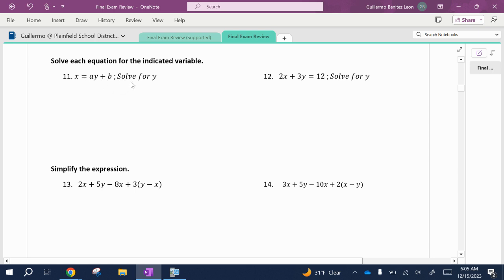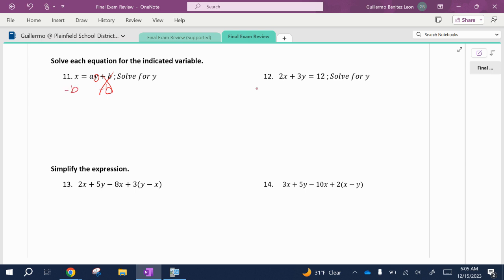In this equation, they want us to solve for y. So they want me to get this letter by itself. That means I have to get rid of the A, and I have to get rid of the B. The B is further away. It's not attached like the A. So I'm going to get rid of the B first. It's being added, so I'm going to subtract. What I do there, I do on the other side.